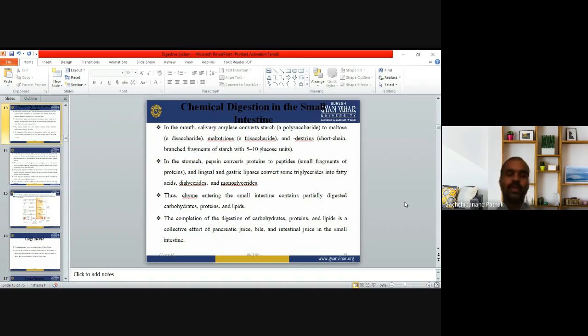So the completion of the digestion of carbohydrates, proteins, lipids, these are all the collective effect of all the juices. Pancreatic juice is there, bile juice is there, intestinal juice is there. So the end of the digestion is just by the combined effort of every secretion happening in the body.